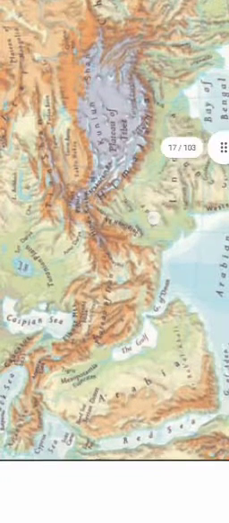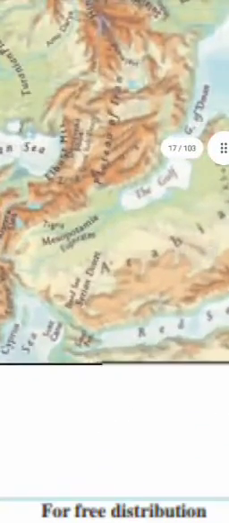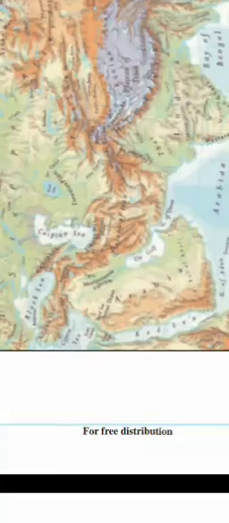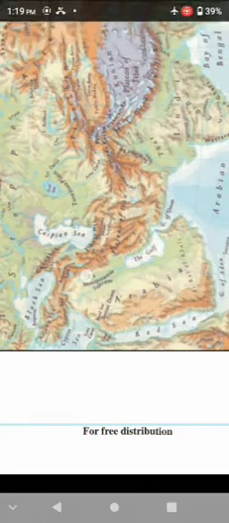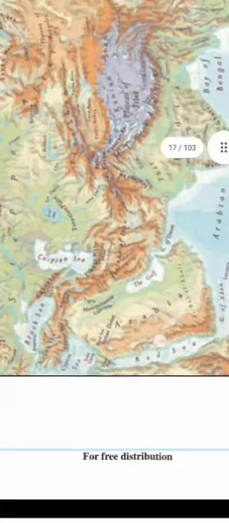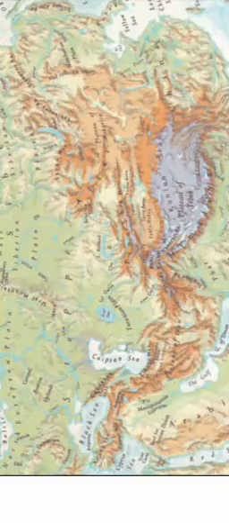Tian Shan, the Caspian Sea, and these two rivers are the Euphrates and Tigris. The Gulf, and I'll show you those places in another map.